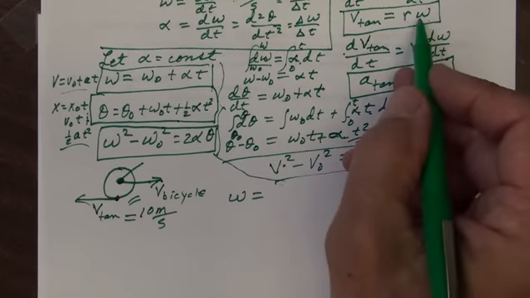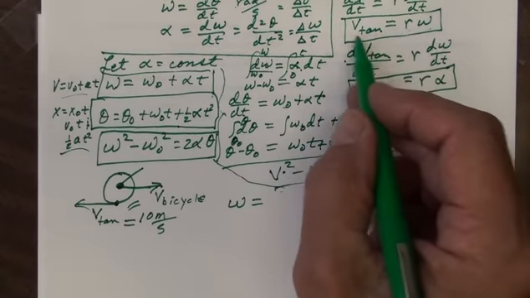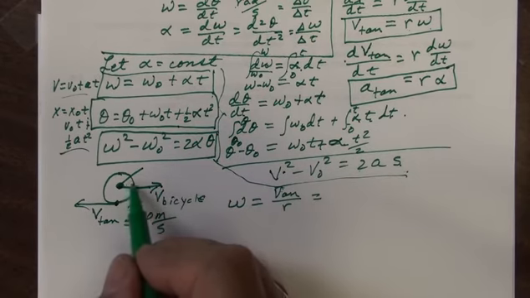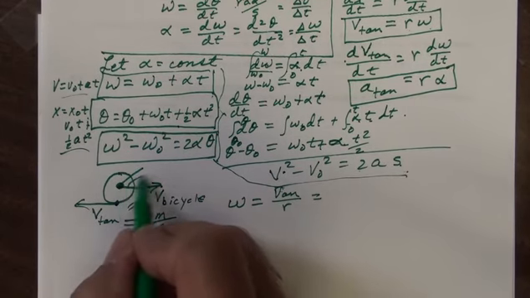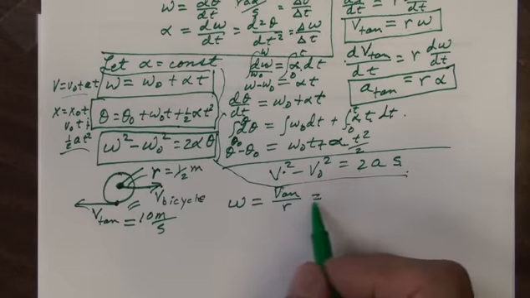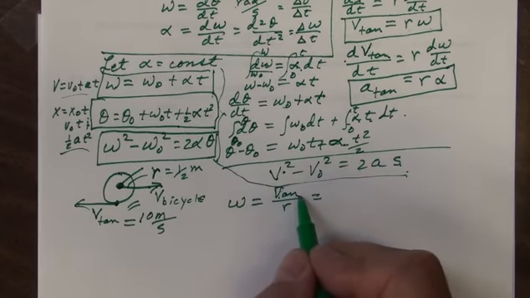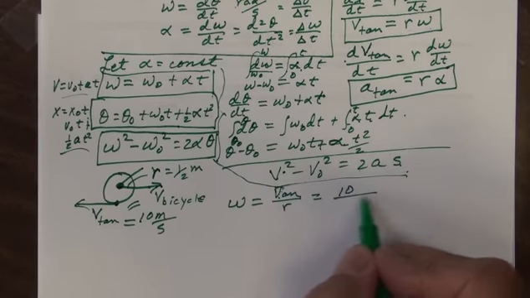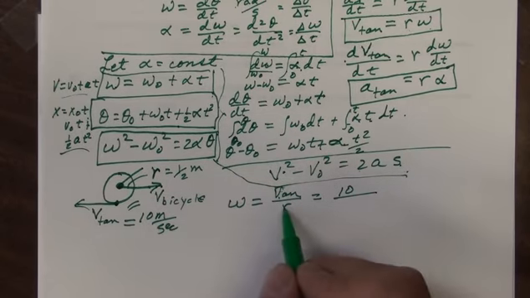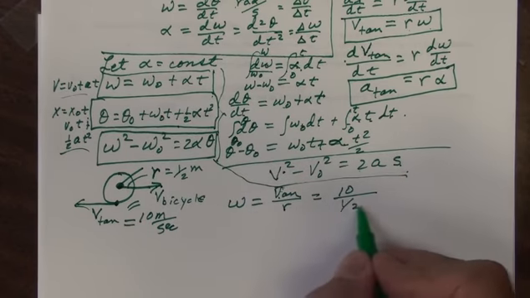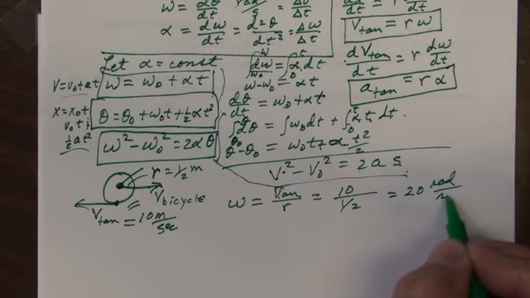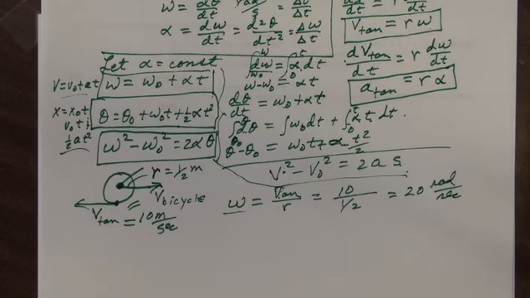Well, omega is going to be equal, from this equation right here, to the tangential velocity divided by r. Well, I have to give you the radius of the wheel. Let's say the radius r is equal to 1/2 of a meter. So what we would end up with here is the tangential velocity, which is 10 meters per second, divided by r, and r is 1/2 meter, so it's 20, and that's radians per second. And that would give us our omega.